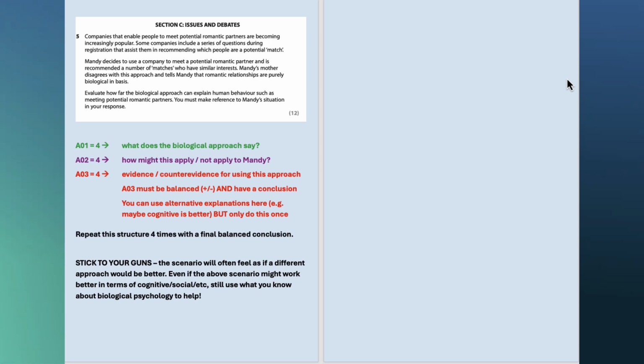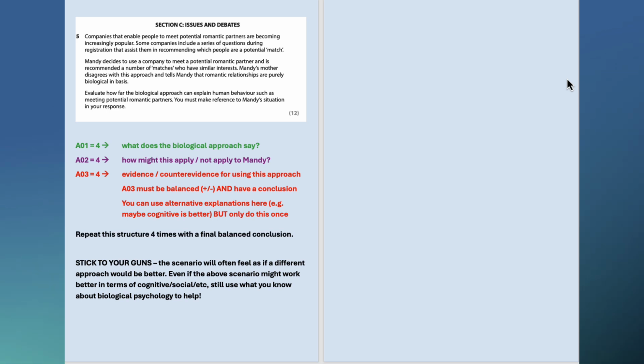So the way to think about this question is to think about it in terms of its different assessment objectives. AO1, 4 marks, what does the biological approach have to say? So showing off your knowledge. AO2, 4 marks, how might this apply or not apply to what Mandy and her mother are saying? AO3, 4 marks, evidence and counter-evidence for using the approach. Your AO3 has got to be balanced, and you have to have a conclusion at the end. You can use an alternative explanation. For example, you might mention cognitive towards the end, but only do this once.